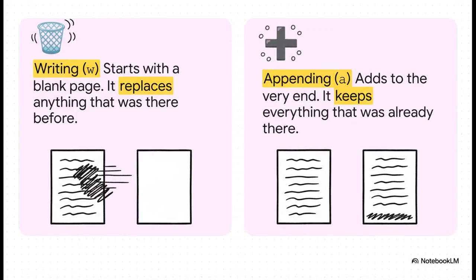Okay, so this is the most critical difference to understand: writing versus appending. Using W for write mode is a big deal. It completely erases everything in the file, and you start from zero. Appending, on the other hand, with A, is much gentler. It keeps everything that exists and just adds your new stuff to the very, very end.